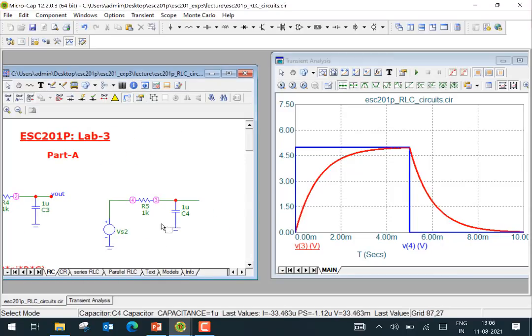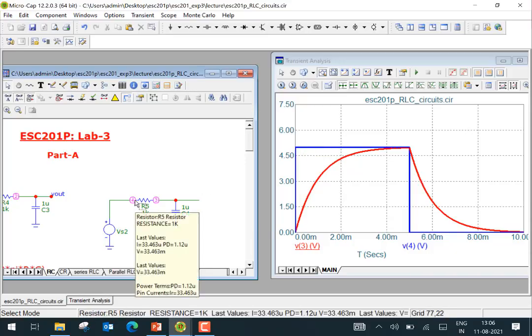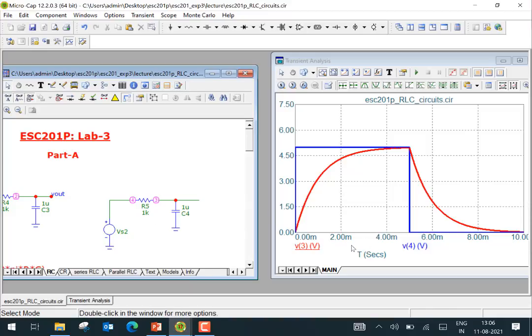Right, so this is an RC circuit here. We apply a pulse. In blue is the input, V4, and in red is V3. So we apply 0 to 5.